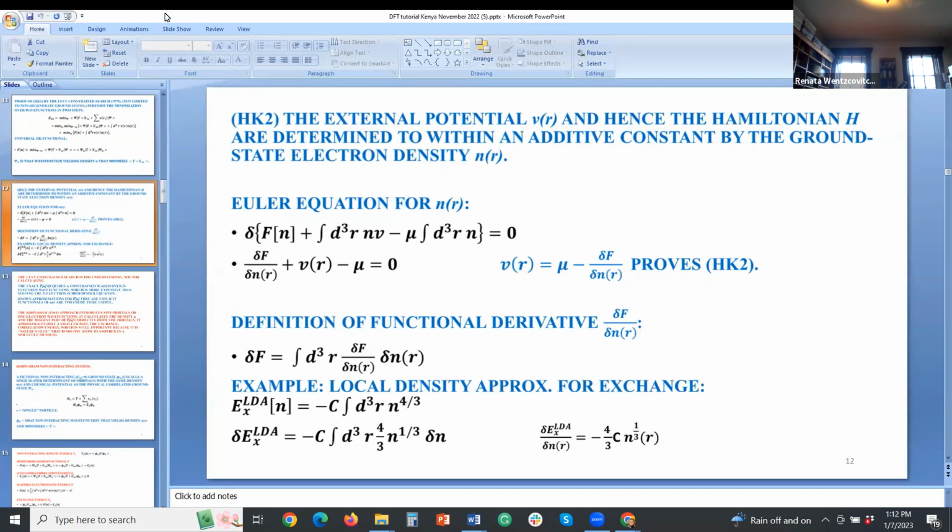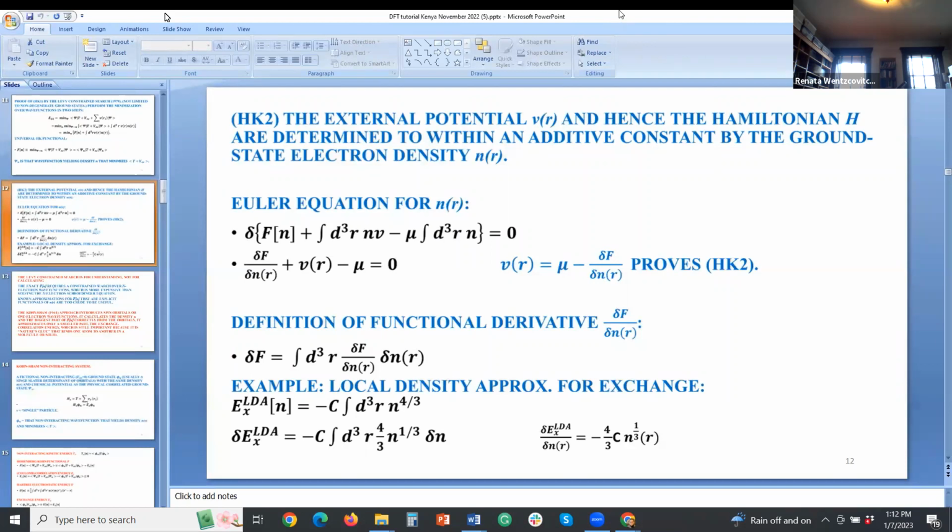You can algebraically solve that equation to find v of r equals mu minus the functional derivative of F with respect to n of r. And that proves the second part of the Hohenberg-Kohn theorem, because mu is just an additive constant and the functional derivative is just a functional of n and a function of position. Now, what is this functional derivative? How do we define it? Well, it's straightforward in principle.